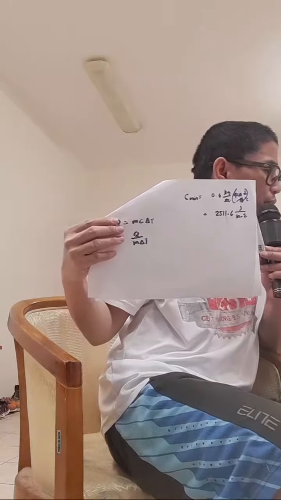Guys, are you still with me? Okay, so 0.6, guys, it's going to be like this. So 0.6 times 4,186 is going to be 2,511.6 for the water. This is going to cancel. This is joules per second degree Celsius. This is our C min for the water.